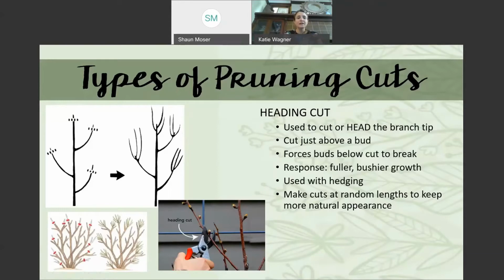And again, this is the heading cut. You kind of see the before. This is what you could expect to see. You could see that's where that cut was made there. And these buds are breaking dormancy just below, giving a fuller look to that plant.